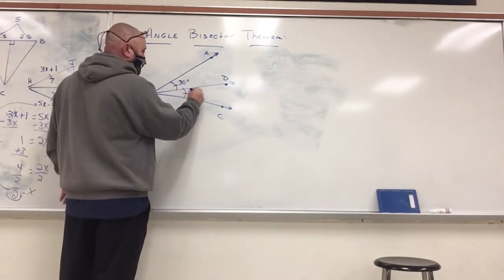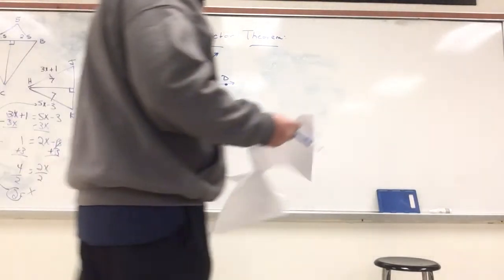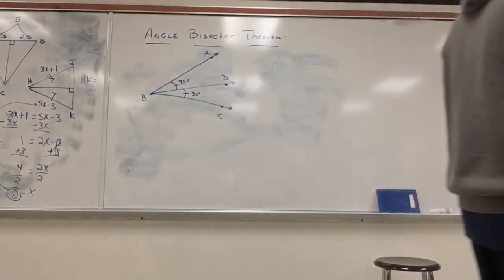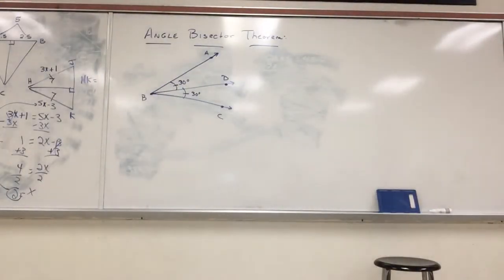So if this ABD angle is 30 degrees, what's this one going to be? 30 degrees. Alright, now the angle bisector theorem says this, word for word: if a point is on the bisector of an angle, then it is equidistant, or the same distance, from the sides of the angle.